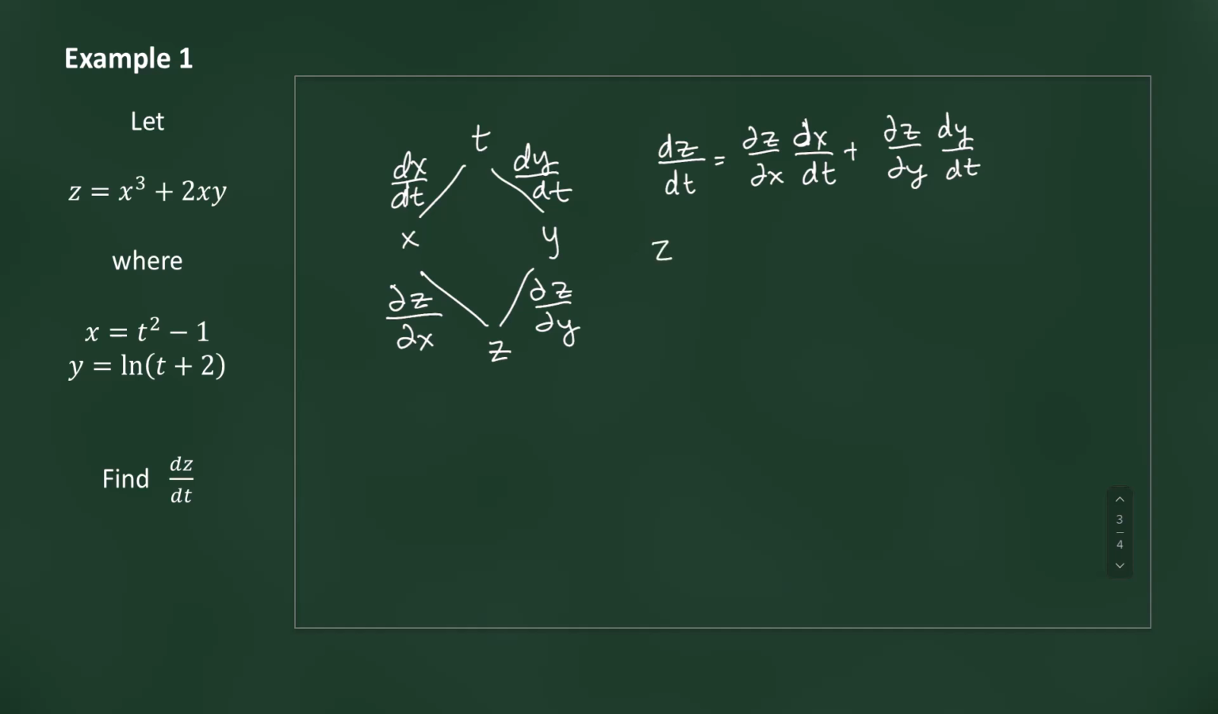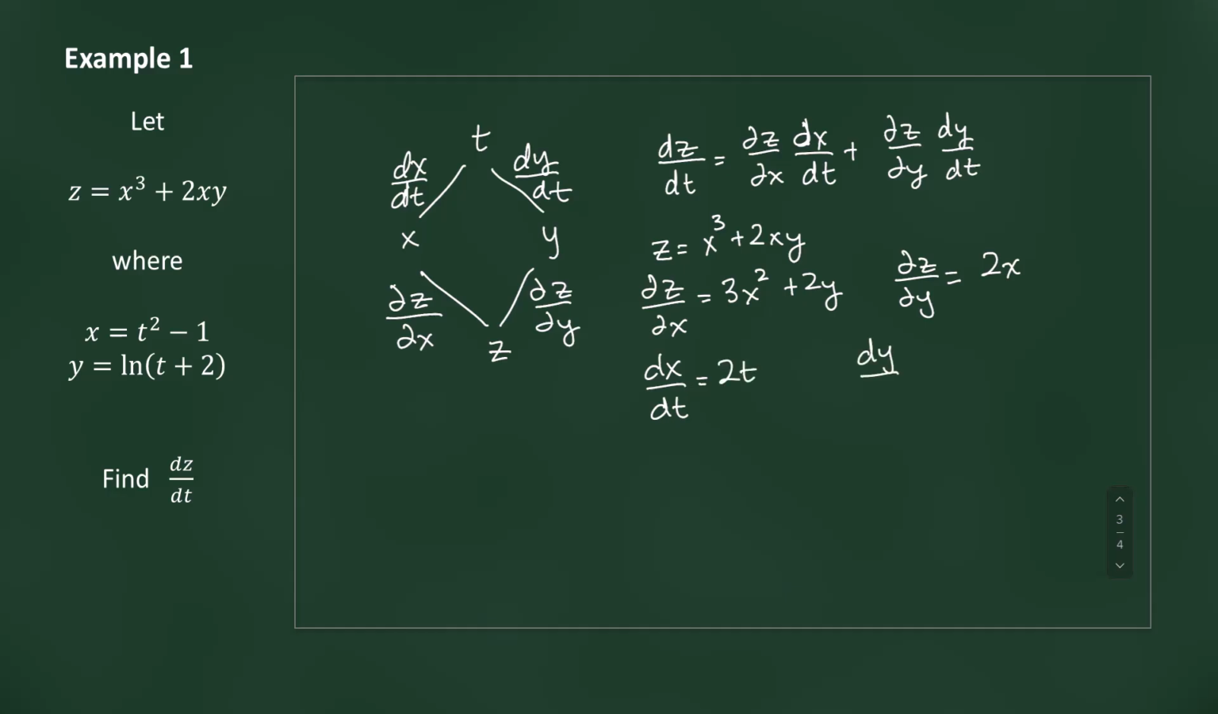So if we look at z equals x cubed plus 2xy, we'll find the partial of z with respect to x first. So we're going to treat y as if it's constant. So we'll get 3x squared plus 2y. And the partial of z with respect to y, now we're holding x constant. So the first term goes to 0, and then we just get 2x. And then we'll look at dx/dt. dx/dt is 2t, and dy/dt is the derivative of natural log, so we're going to get 1 over t plus 2.